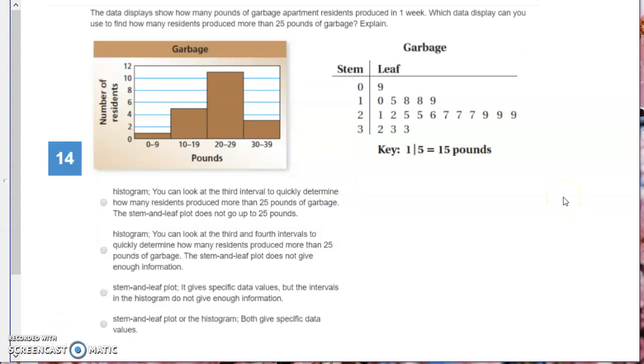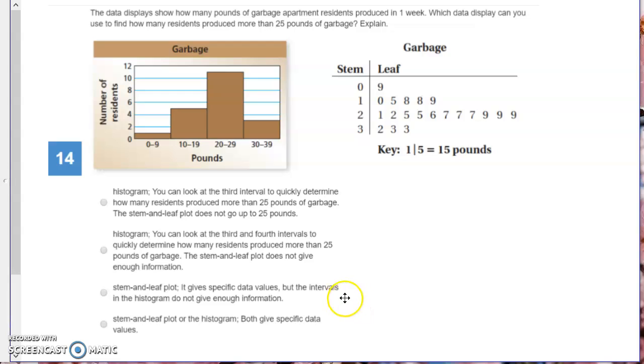Number 14 says, the data displays show how many pounds of garbage apartment residents produced in 1 week. Which data display can you use to find how many residents produce more than 25 pounds of garbage, and explain? Well, here we have a histogram, but the range of the histogram down here is 20 to 29. So it would be hard for me to determine which residents produce 25 pounds specifically or more. But if you look at the stem and leaf plot, we see there's 25, and then you can see the numbers that are greater than 25.